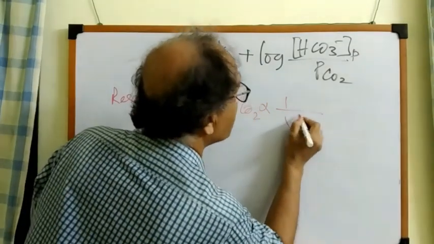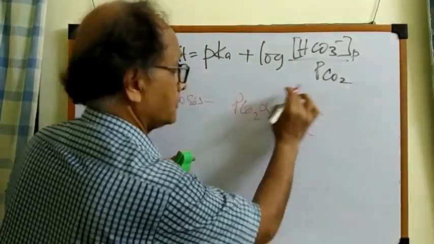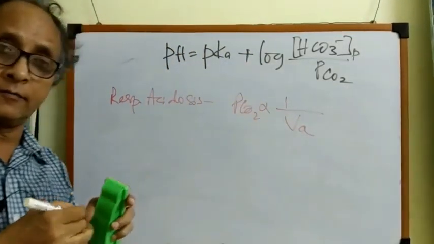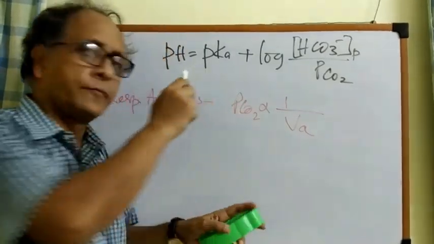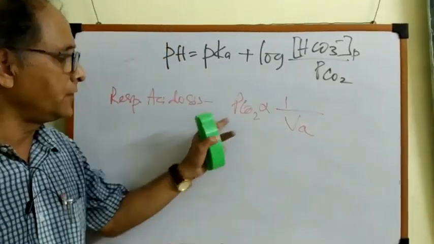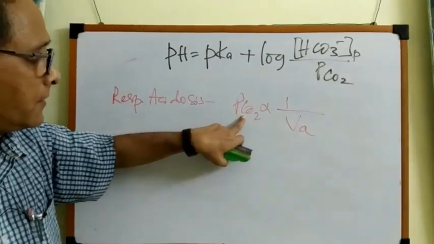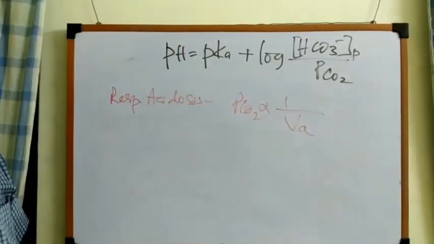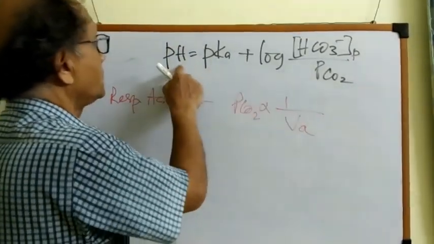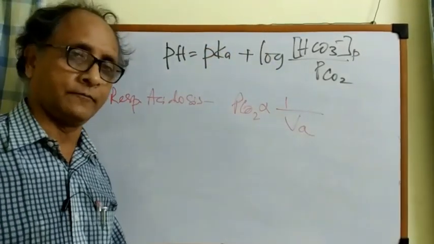So when alveolar ventilation is reduced, the PCO2 will rise. Here alveolar ventilation is the independent variable and PCO2 becomes the dependent variable. Y is equal to f(x). So in case of hypoventilation, there is a rise in PCO2, and when there is a rise in PCO2, there will be acidosis, and that acidosis is known as respiratory acidosis.